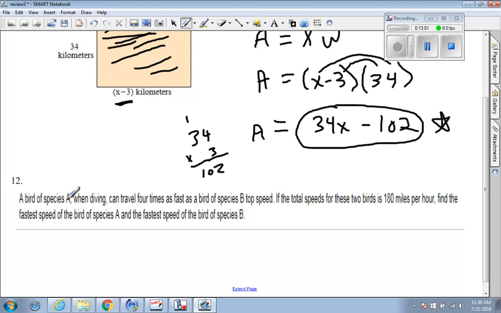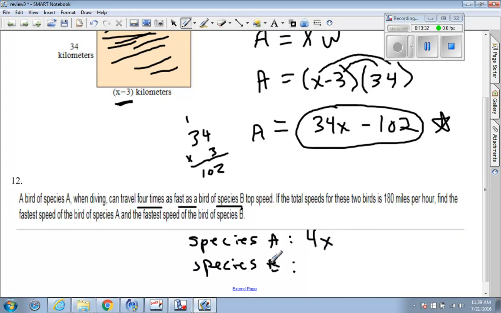A bird of species A, when diving, can travel 4 times as fast as species B. Now that we start to head into word problems, the big thing is lay out the pieces of the puzzle. So let's lay out species A, species B. And then you just think it through and translate. Lots of translating. Okay, species A goes 4 times as fast as B. Well, how do you say that? Well, you'd have to say 4x. How come? Because species B, we don't know how fast they're going, so they're x.